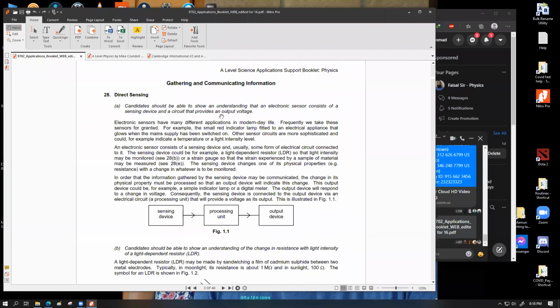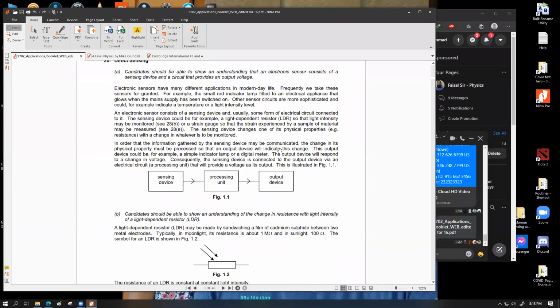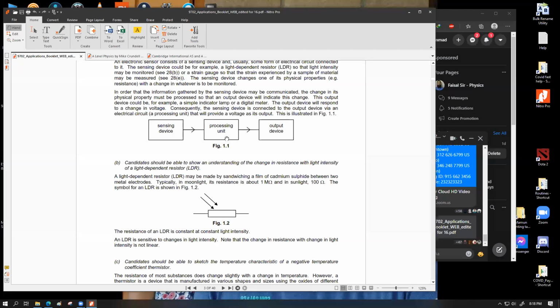So that's basically given over here. So you can read through it. If you have any question, you can ask me later on. I'm going to give this as a reading homework after this class. A couple of electrical devices are there which can help us a lot for sensing a lot of different scenarios.